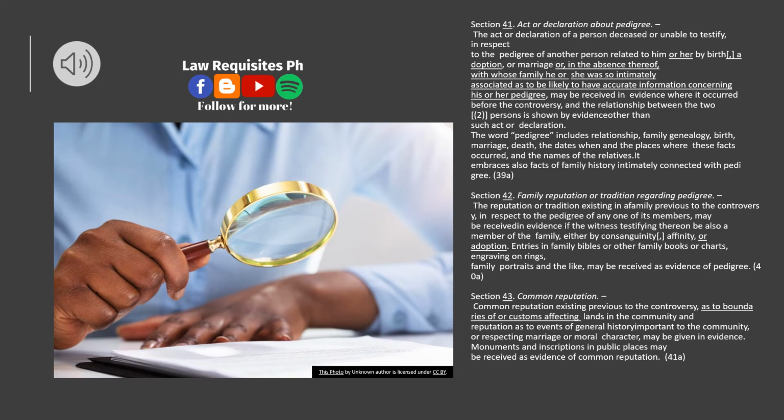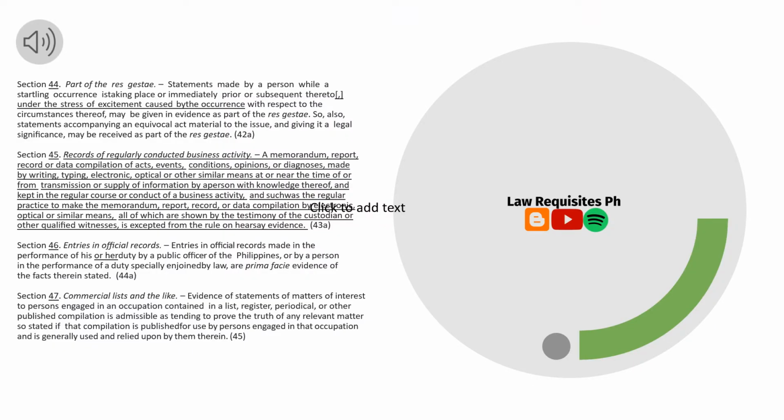Section 44. Part of the res gestae. Statements made by a person while a startling occurrence is taking place or immediately prior or subsequent thereto, under the stress of excitement caused by the occurrence with respect to the circumstances thereof, may be given in evidence as part of the res gestae. So, also, statements accompanying an equivocal act material to the issue, and giving it a legal significance, may be received as part of the res gestae.